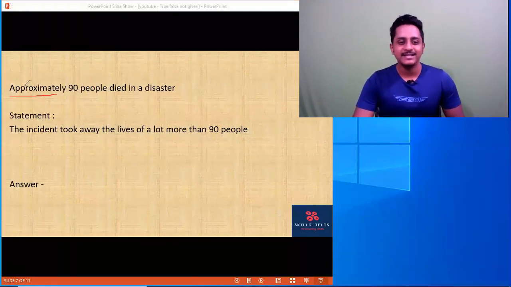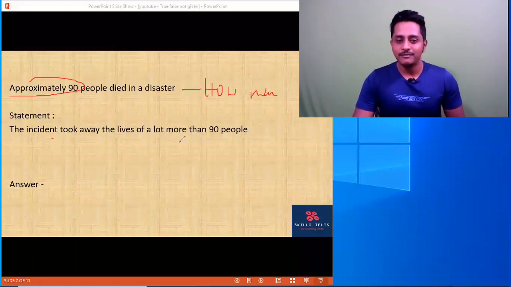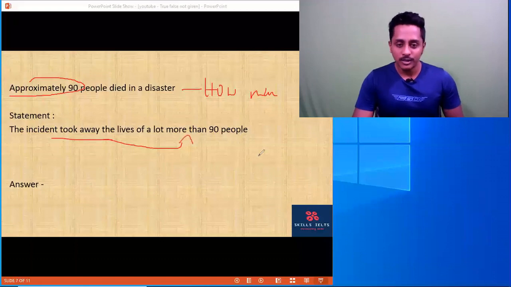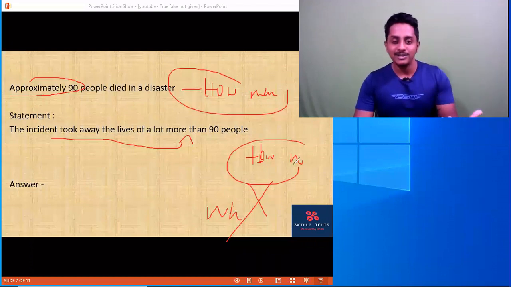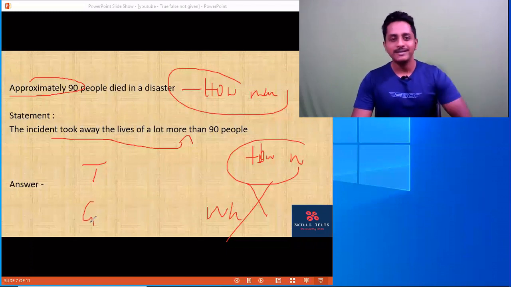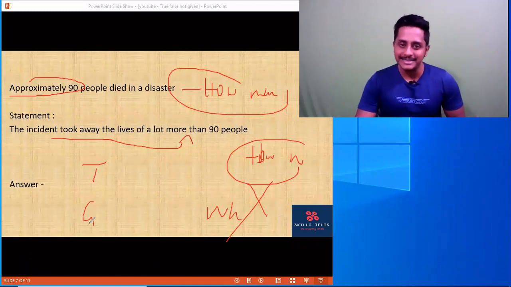Approximately 90 is talking about how many died. The incident took away the lives of a lot more than this, also talking about how many. So not given is ruled out because both of them are talking about how many. So I can easily say whether it is true or false. If it matches, it's true. If it doesn't match, it has to be contradicting. Basically, it's false.